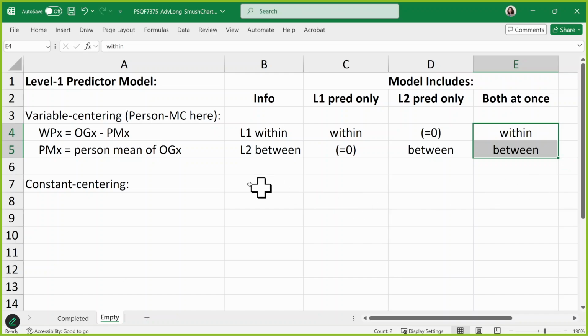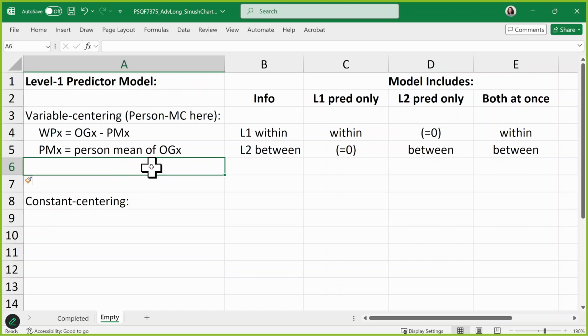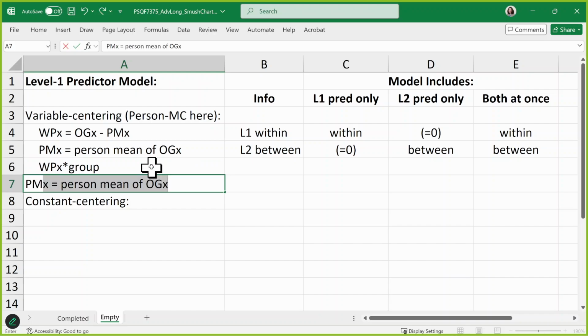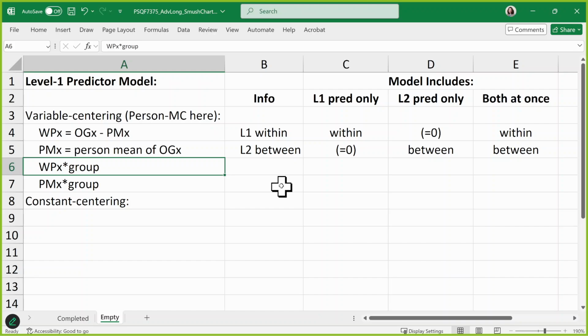Now, what about interaction terms? Let's say that we have something like within person X times group. Could I do that? Sure. And person mean X times group. So I would be saying that at level 1, the within person effect of more than usual depends on which group you're in.